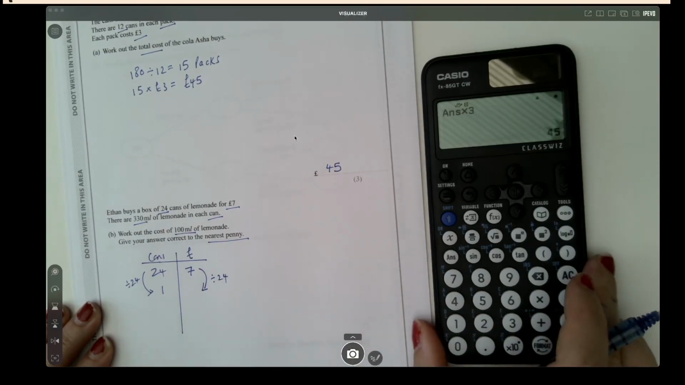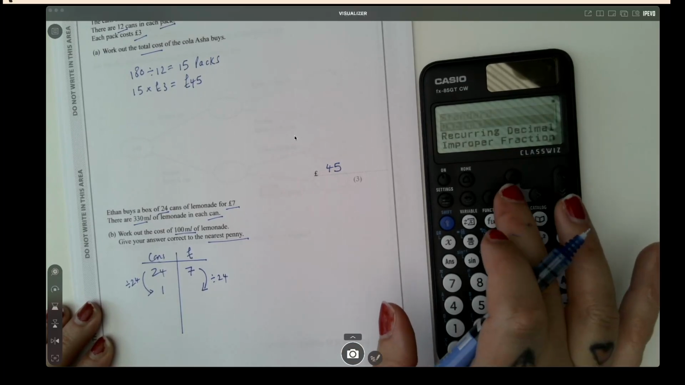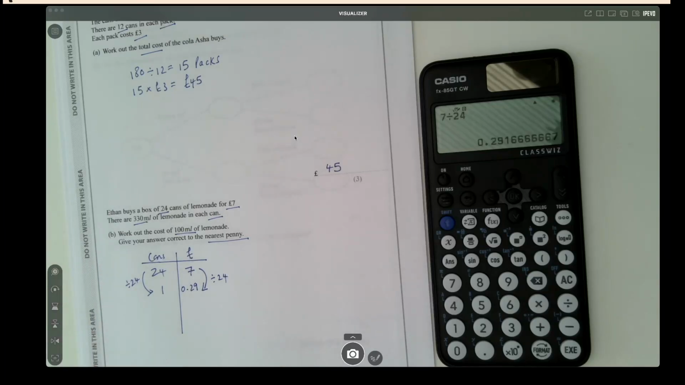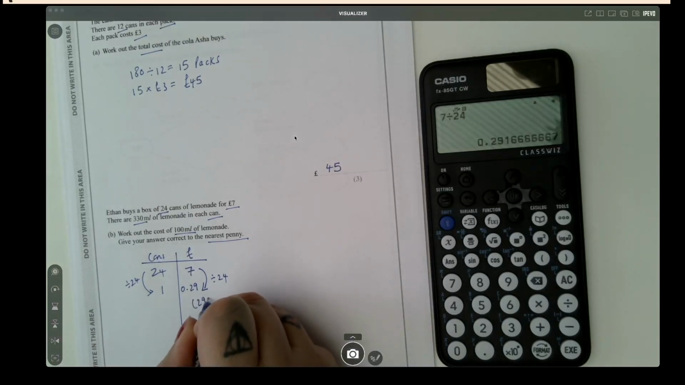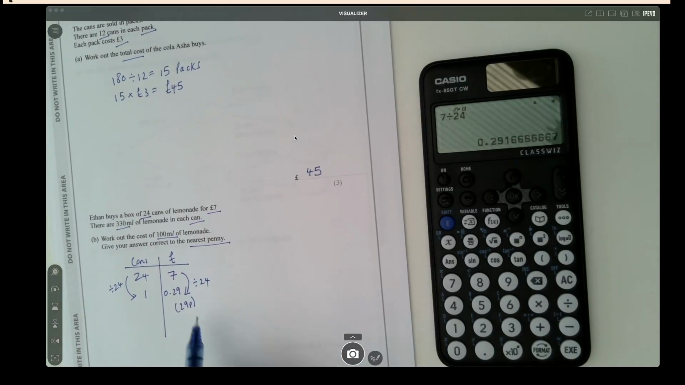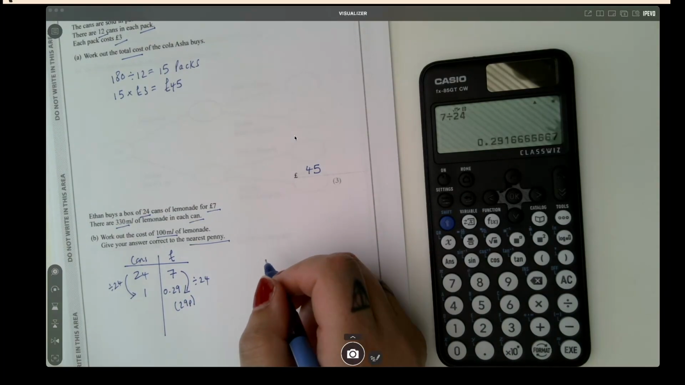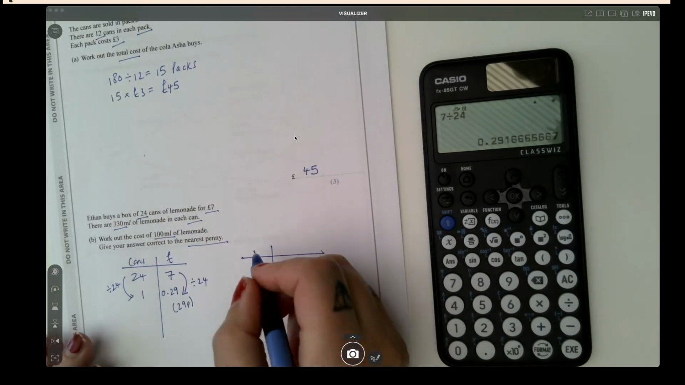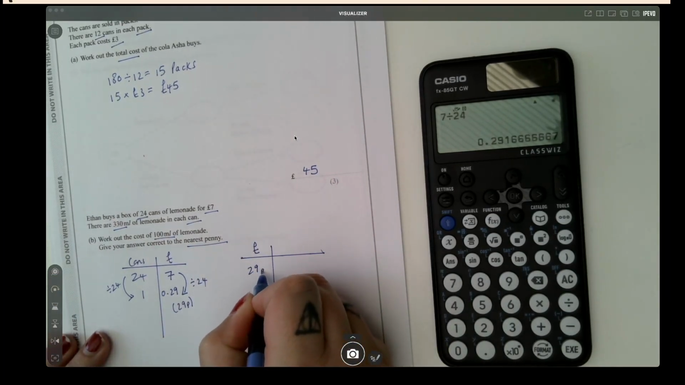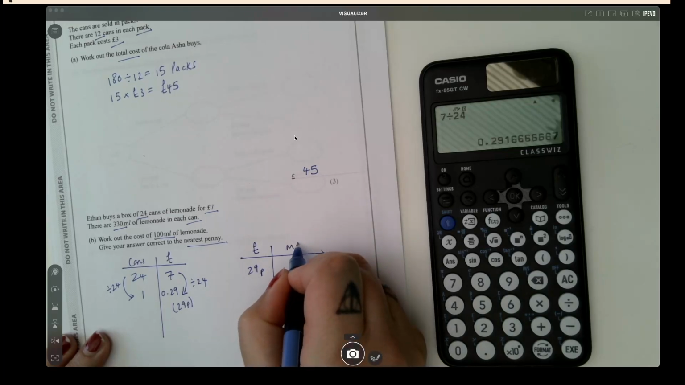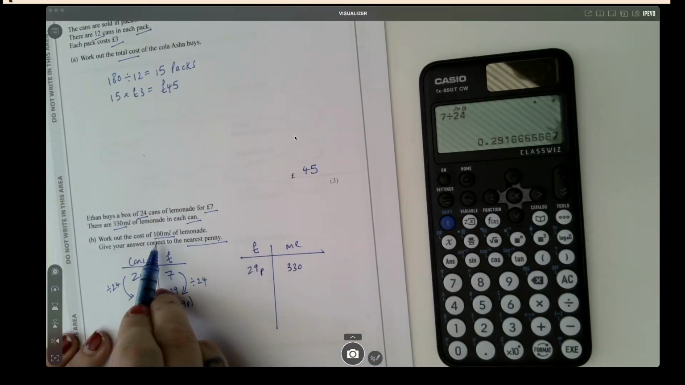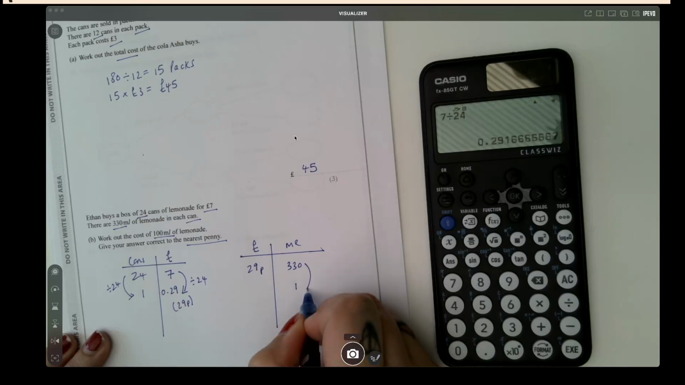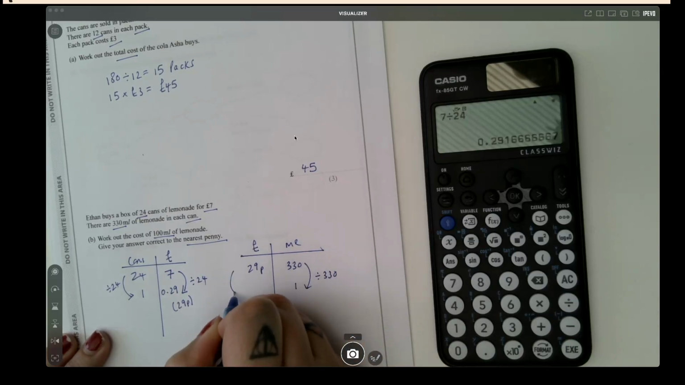So dividing 7 by 24, which is 0.29 pounds. Okay, so that's 29 pence per can. Now we know each can has 330 mils, so we can draw another proportion table, and for that 29 pence here we get 330 mils. We want to work out how much 100 mil costs. So let's find out what 1 mil costs. So let's divide by 330.